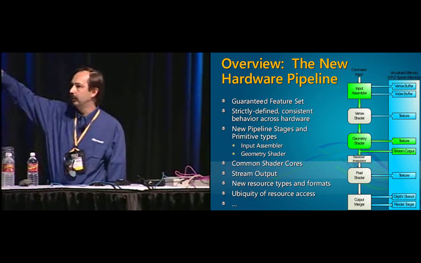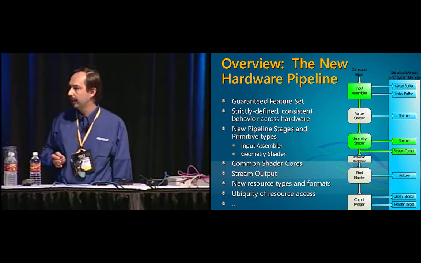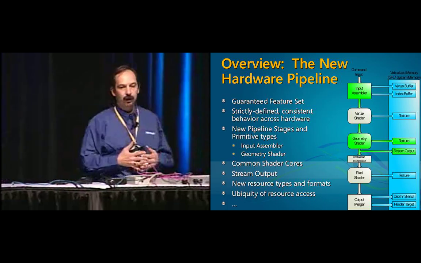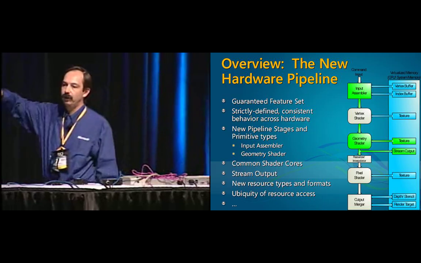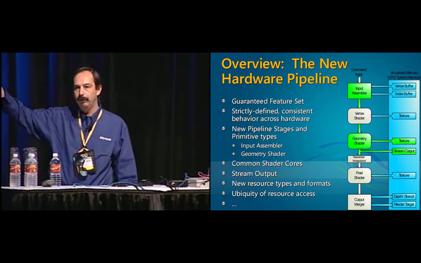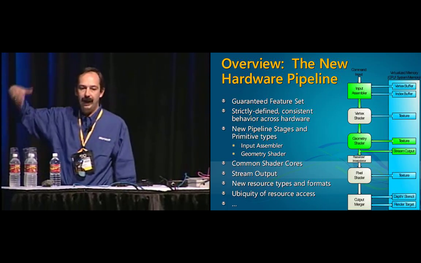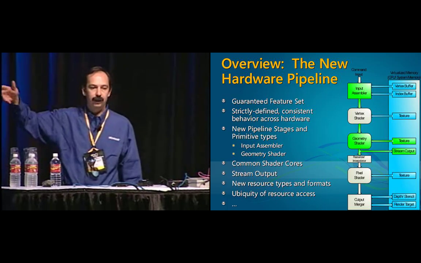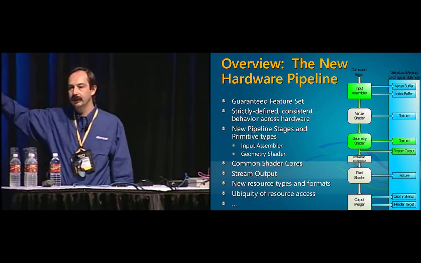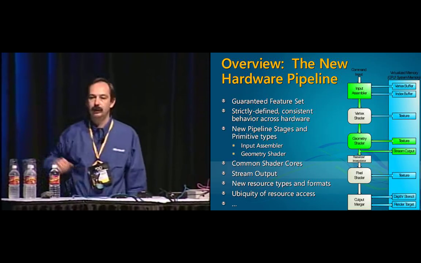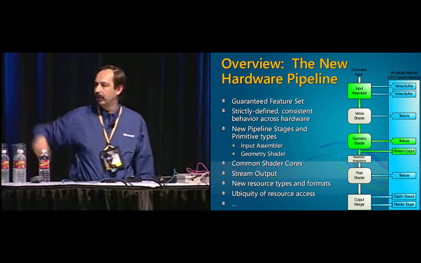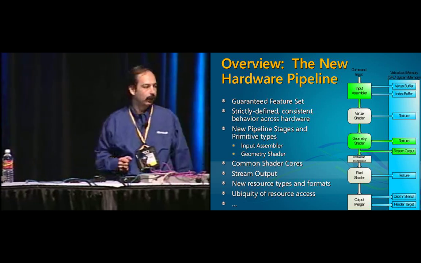I mentioned the two new components, the input assembler and the geometry shader. There's also the concept of a common shader core, where these shaders actually have a very, very similar instruction set. This is a pretty big boon for the IHVs, because they can now balance across these various shaders. If they need more geometry processing, they could potentially have more geometry processing units. If they need more pixel processing, they can do more pixel processing. And then I'll talk a little bit about the stream output and resources on future slides.